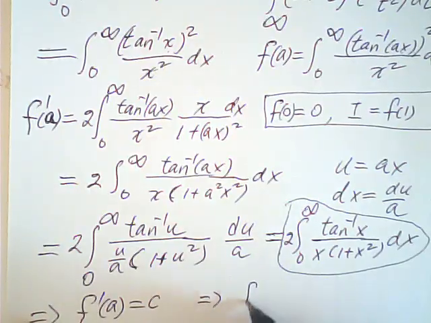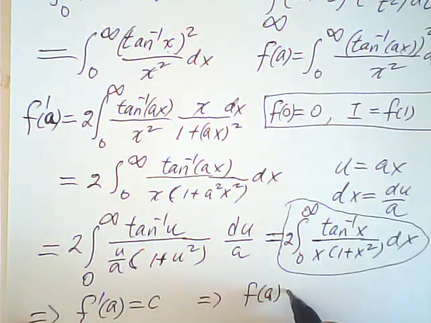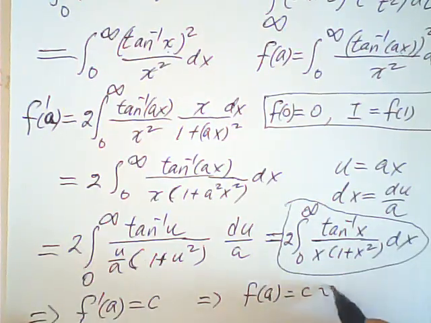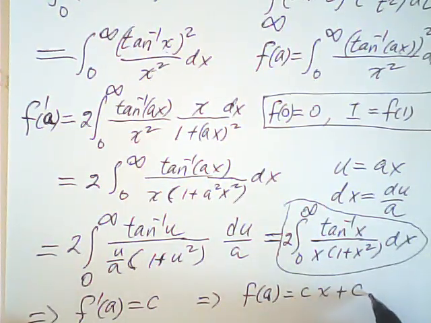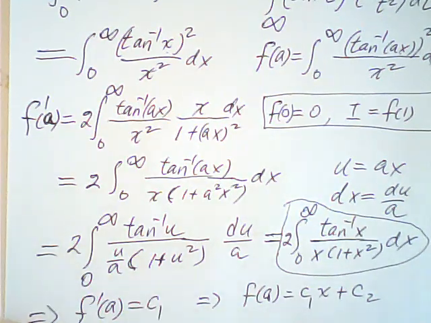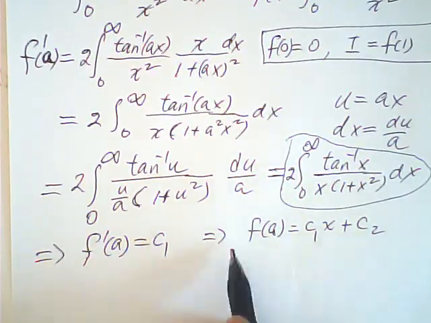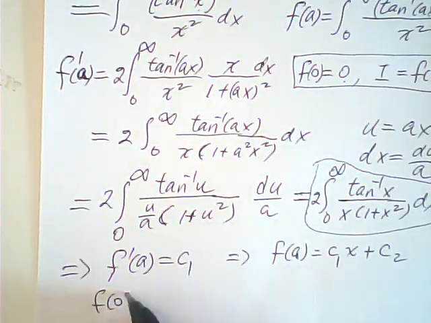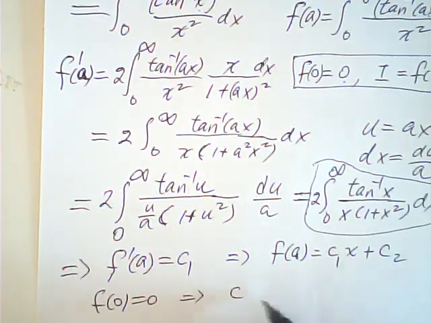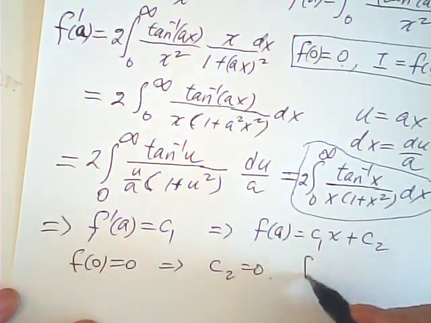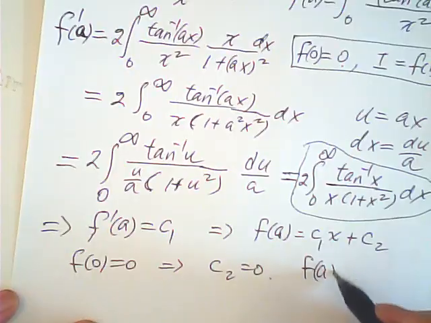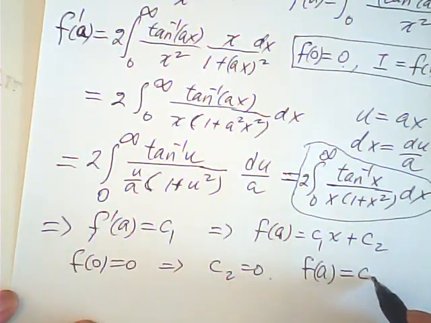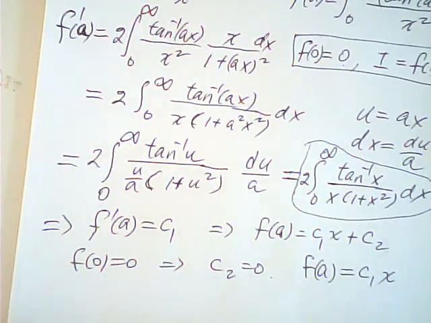So this means that f of a is equal to c1 times a plus another constant c2, right? This is c2, this is c1. Since f of 0 is 0, which means c2 is 0, right? Therefore, f of a is c1 times a.